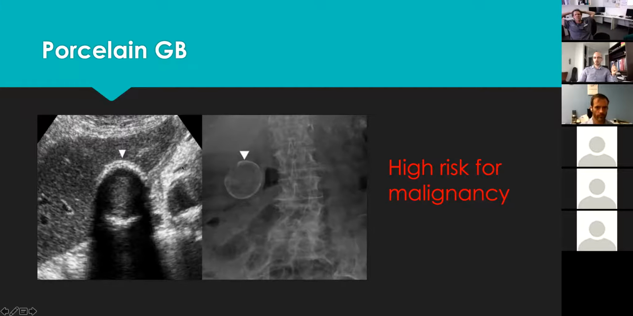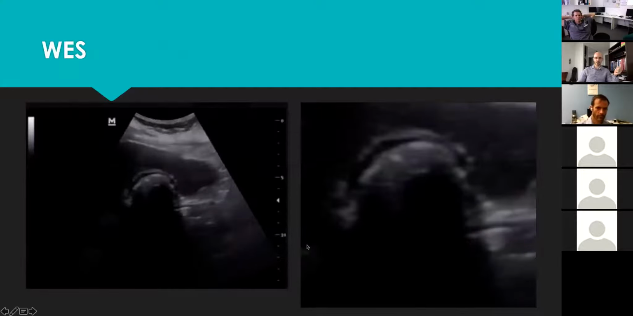And the way you can differentiate it from a big, huge stone in the gallbladder is that WES sign that you can see in the gallbladder stone. The wall, the gallbladder content and the echogenicity of the stone are easily differentiable. So you can see the wall and the echogenicity of the stone quite separate, and then the shadow after it. And usually, because it's a complete cast of shadow, you don't see anything after it.